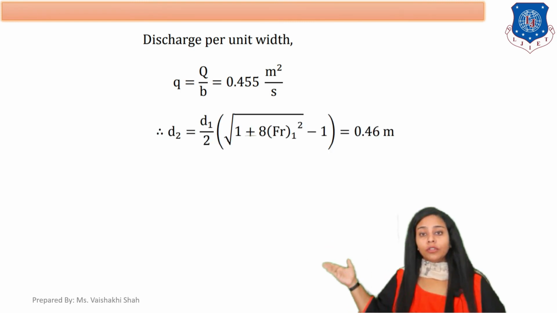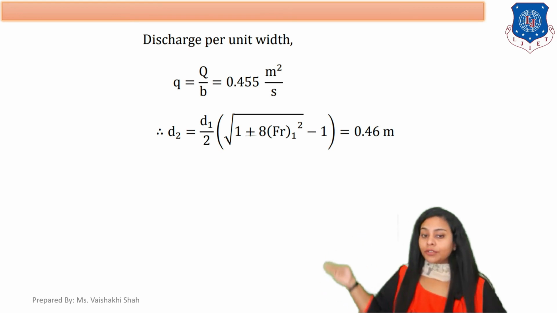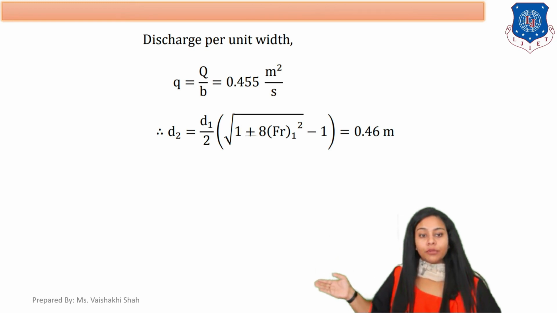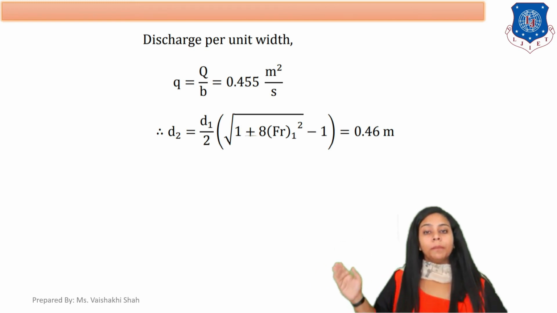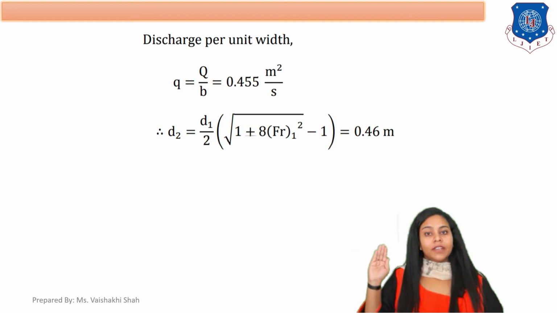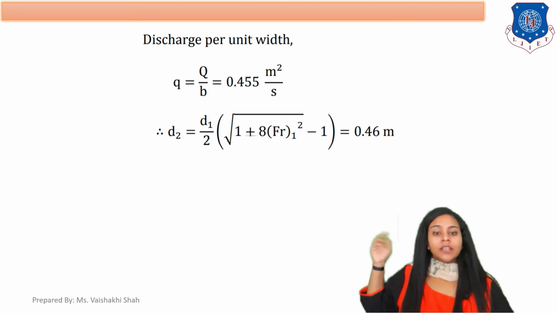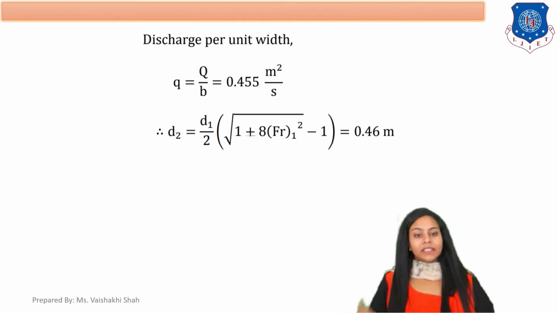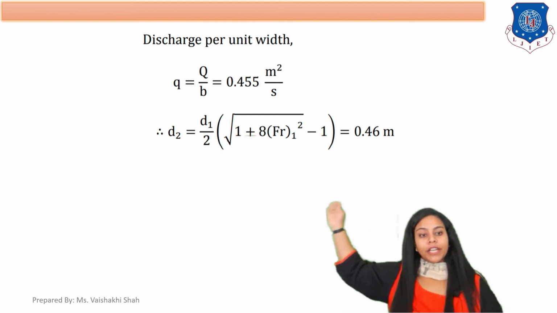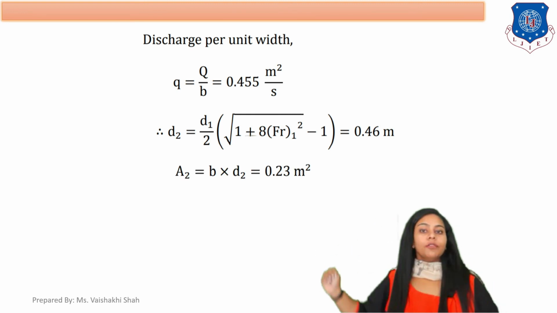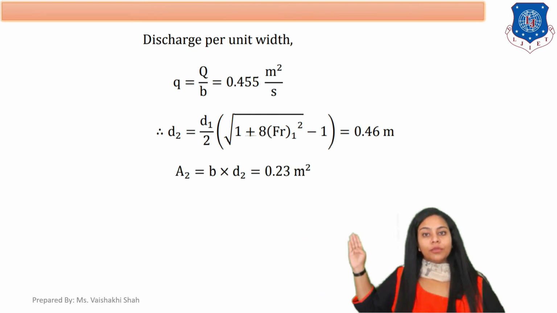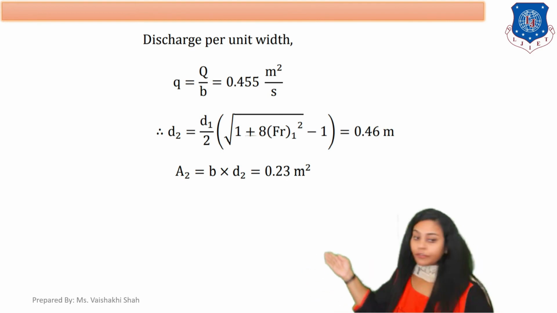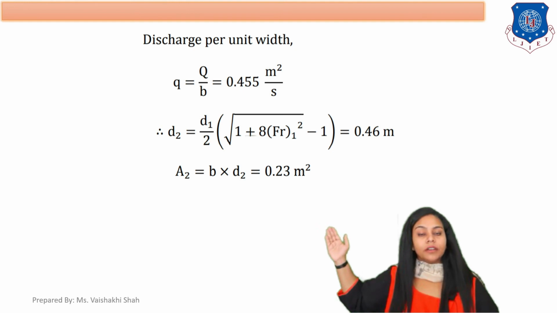Here we know the equation for D2. So, D2 equals D1 by 2 into under root 1 plus 8 FR1 square minus 1. We know the value of D1 and FR1. So, the answer for D2 is 0.46. Now, A2 equals B into D2, B that is width and D2 that is depth. So your answer for A2 is 0.23 meter square.